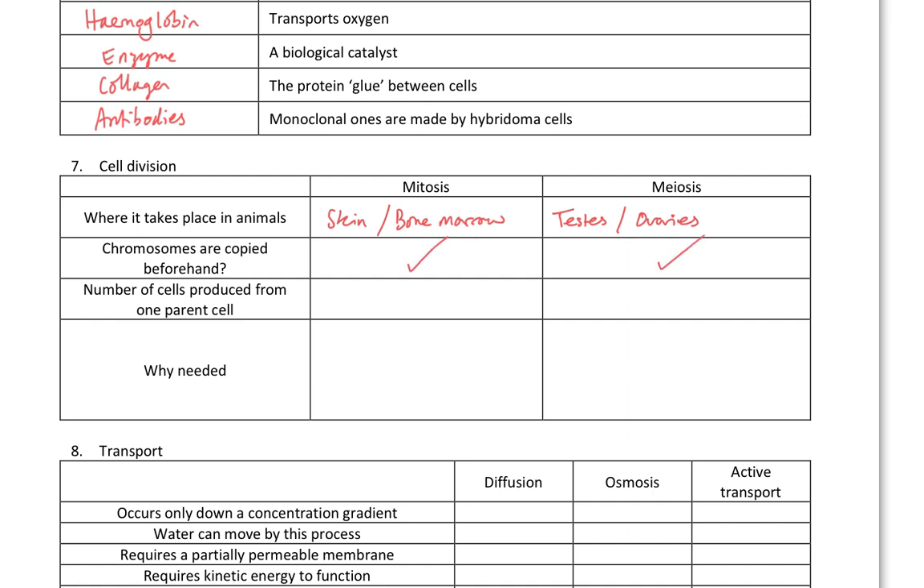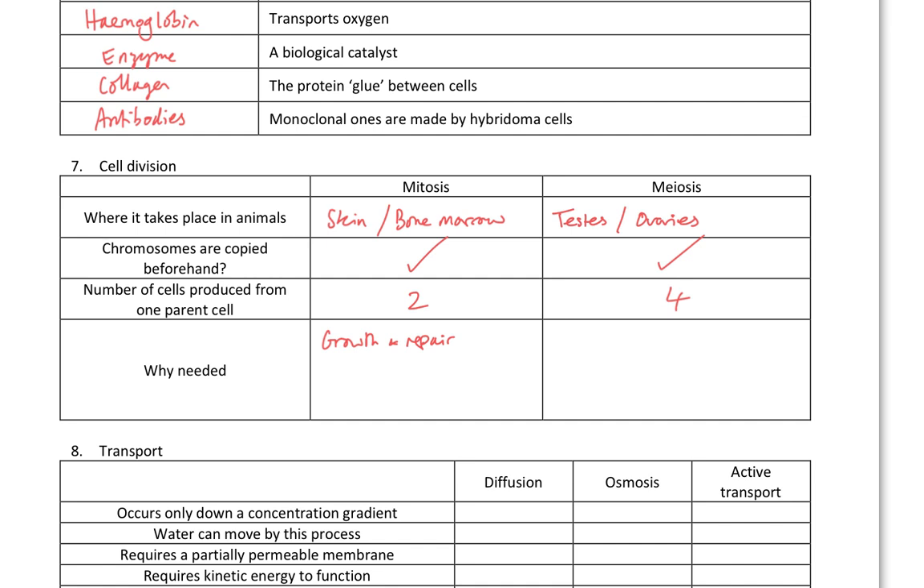Yep, and yep. Number of cells produced from one parent cell: I get 2, I get 4. And why is it needed? Mitosis is for growth and repair. Bone marrow's growing new lymphocytes, and my skin's being repaired. Meiosis. Why do we need it?